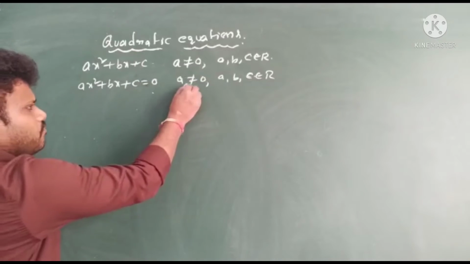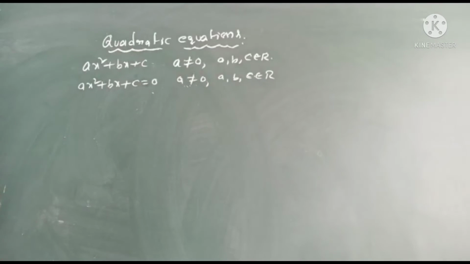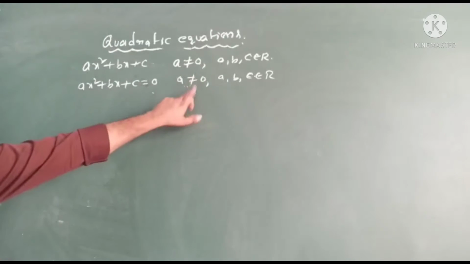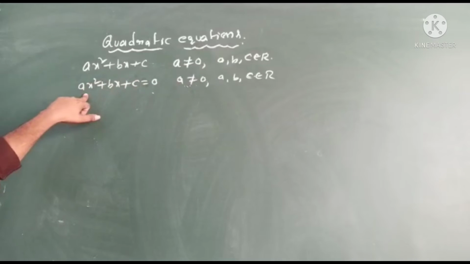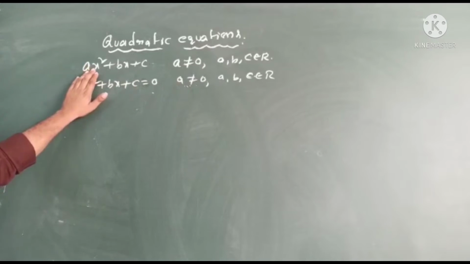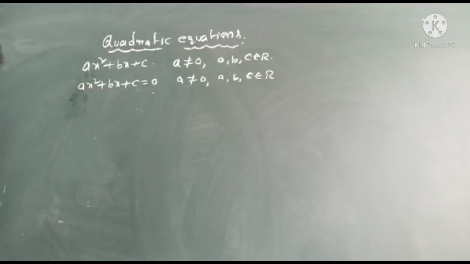Here, what is the use of this condition a is not equal to 0? If this condition is not there, and in place of a, if I take 0, this total term is going to be 0. If the ax square term is 0, the remaining terms are bx plus c, which is not a quadratic equation. It will be considered as a linear equation.